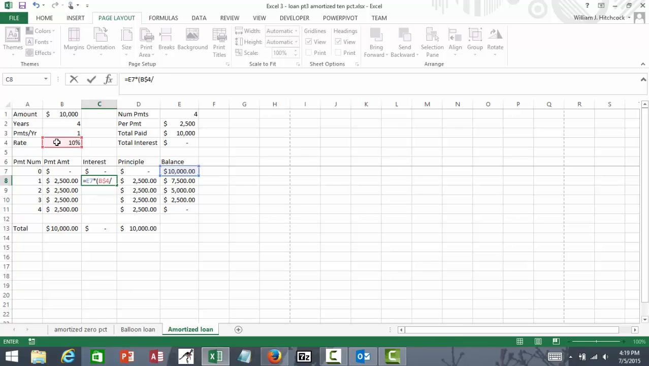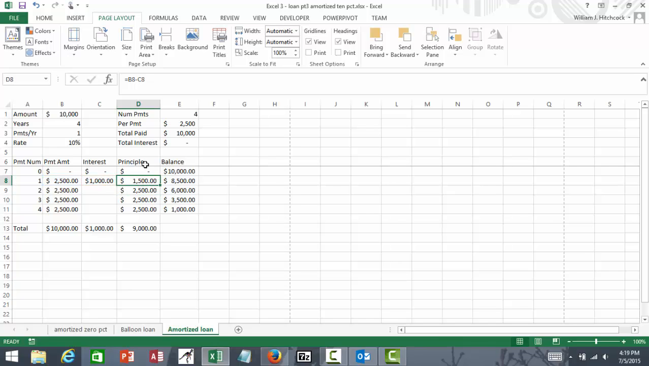And I'm going to divide that by the payments per year, cell B1, I'm sorry, B3, sorry about that. Again, use a $ between the B and the 3 because we're going to copy this down and I always want to remain row 3. Type in my right parenthesis, hit enter, and I get $1,000, in other words, 10% of $10,000. The principal is equal to the payment amount minus the interest.